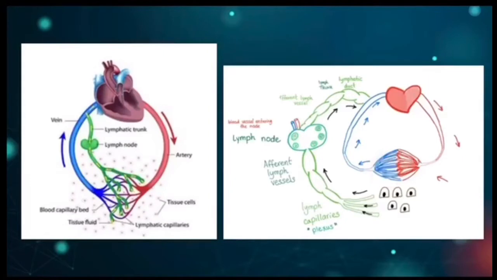However, not all of the fluid is drawn back to the bloodstream. At this point, about 15% of the fluid is left in the tissues and would cause swelling if accumulated. So the lymphatic system picks up the excess fluid and returns it to the circulatory system.